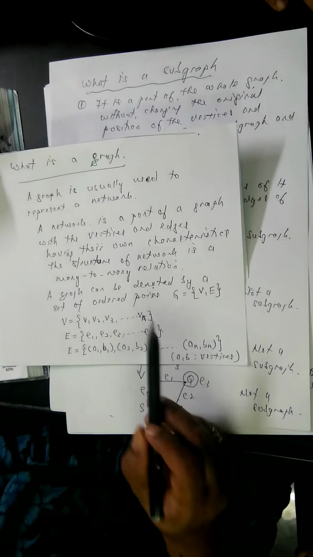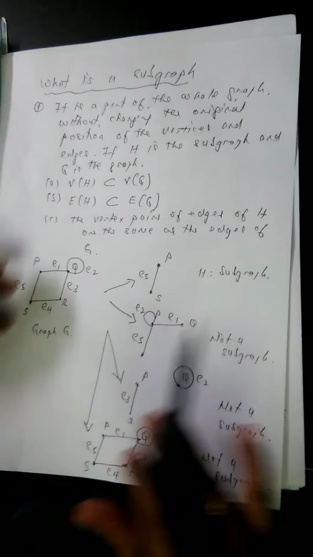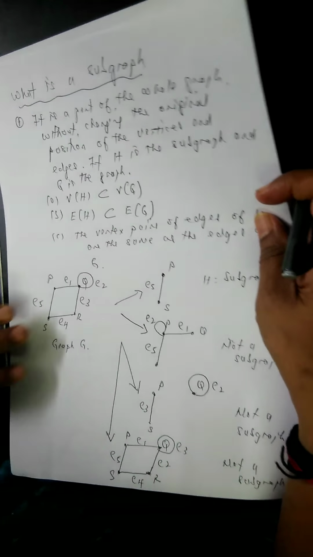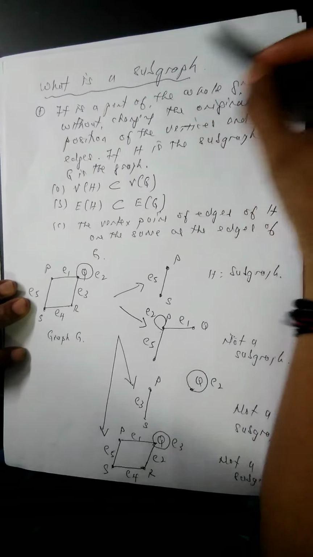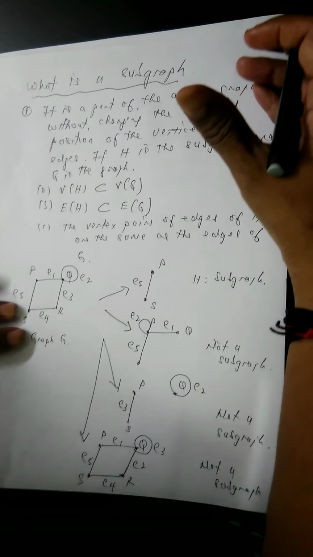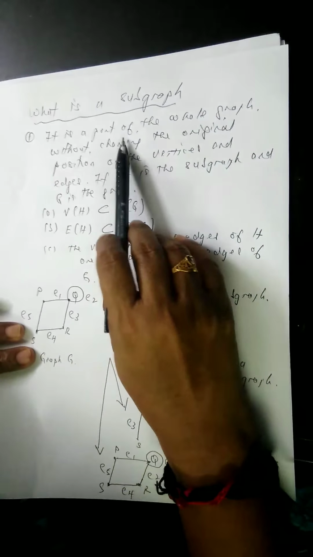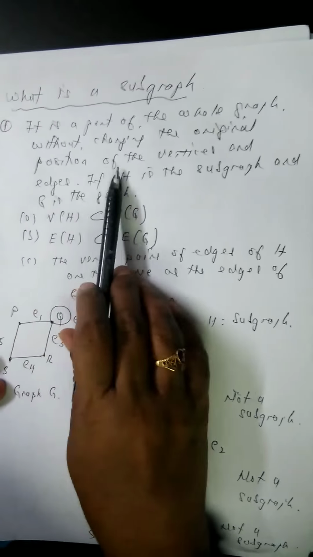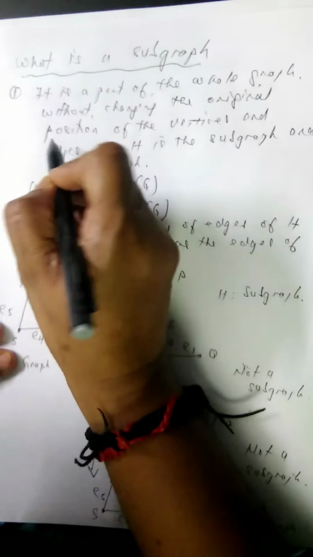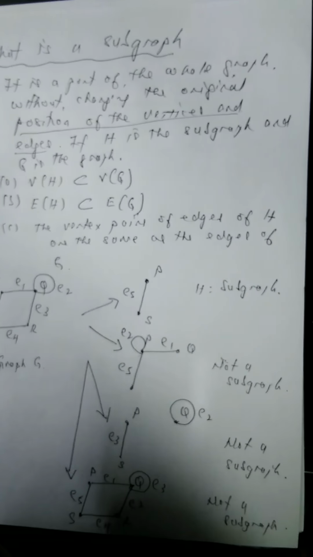From graph we move on to something known as a subgraph. What is a subgraph? The word sub itself means a part of. So a subgraph is a part of the entire whole graph without changing the original position of the vertices and the edges. This is important: without changing the position of the edges and vertices.